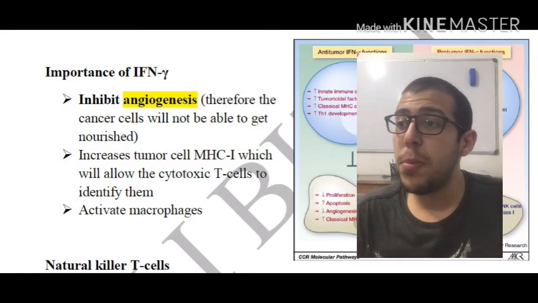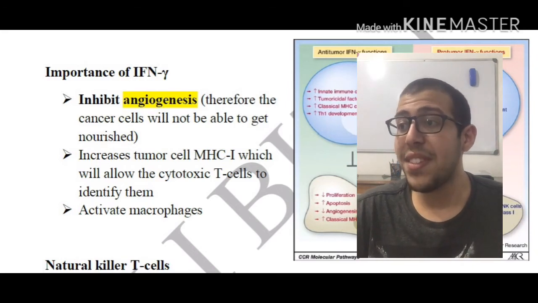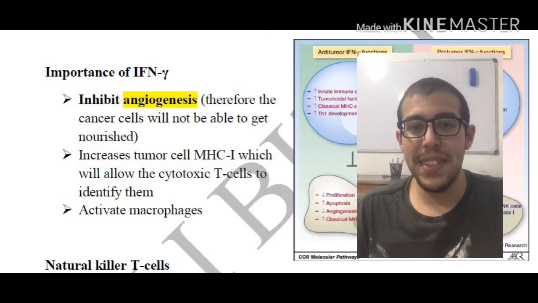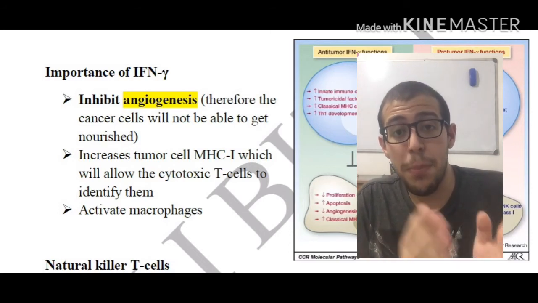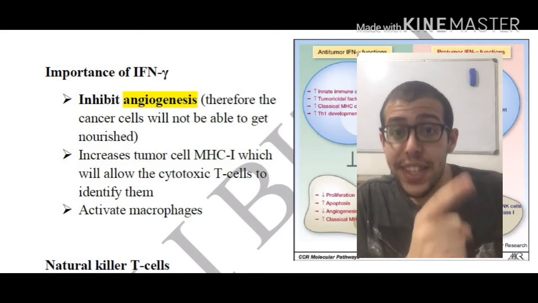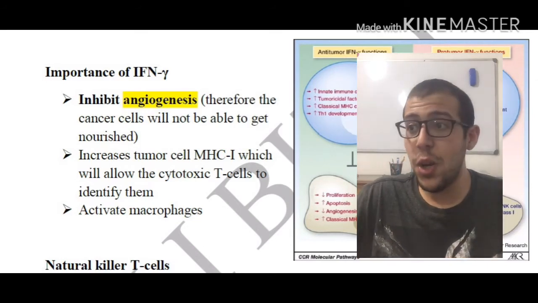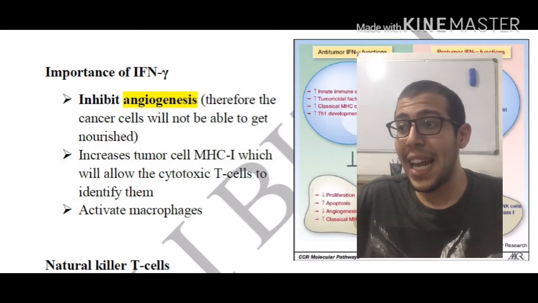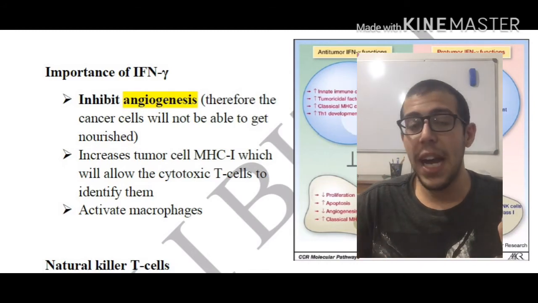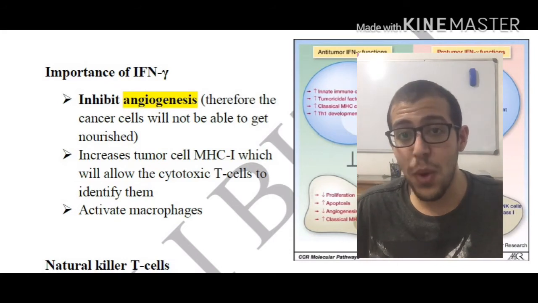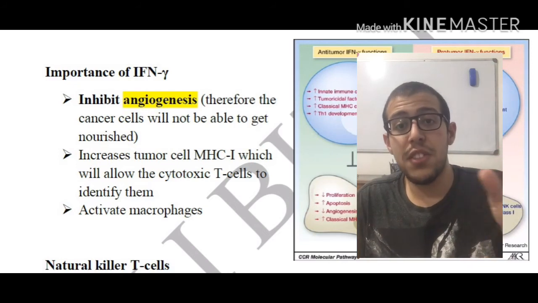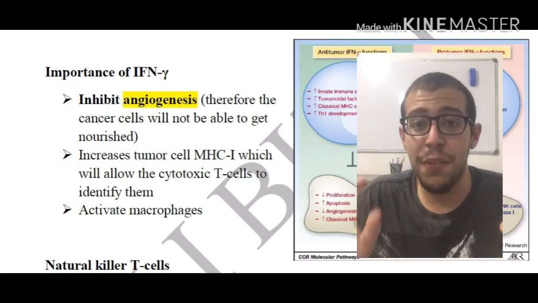Next, it increases the tumor cell MHC class 1, which will allow the cytotoxic T cells to identify them. Now, this is where it becomes a little bit confusing, because earlier we mentioned that in the presence of the MHC class 1, the natural killer cells are not going to be activated. Now we know that the MHC class 1 is going to be allowing the cytotoxic T cells, which are different than the natural killer cells, to identify them with the presence of this MHC class 1. So it's important to know that there are two different pathways: one might use this to get inhibited, and one might use it to get activated.